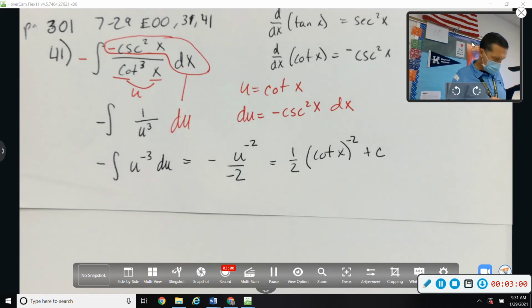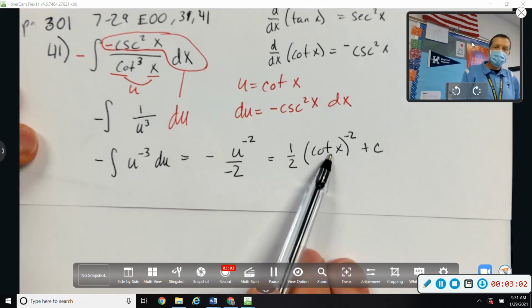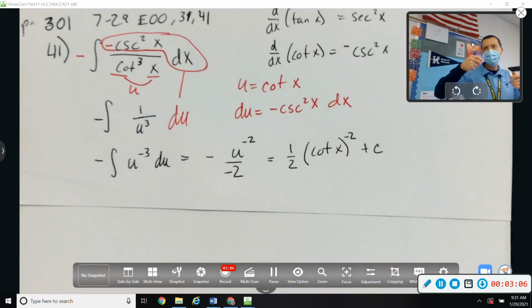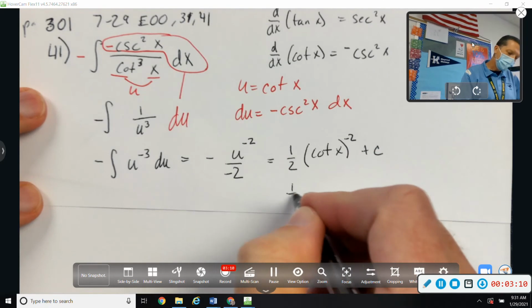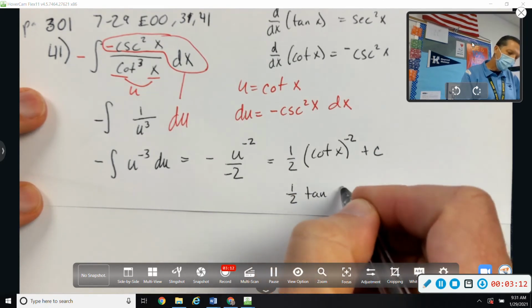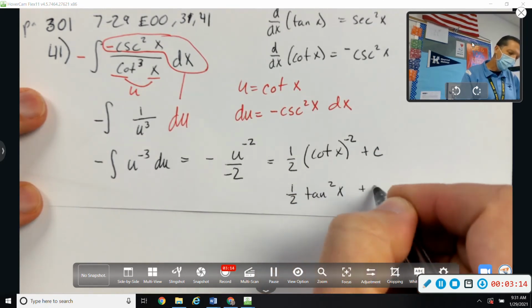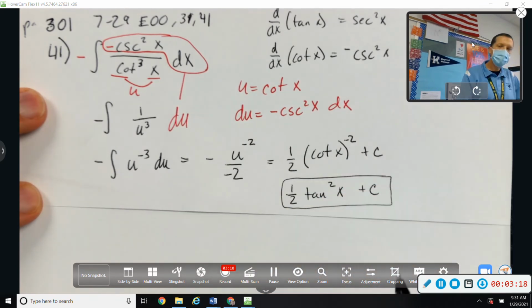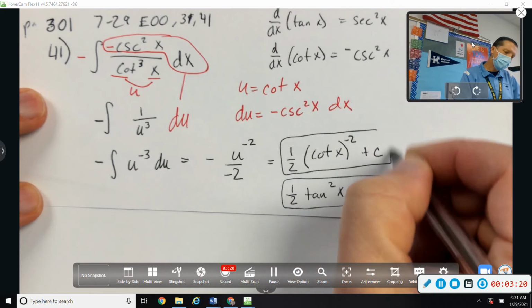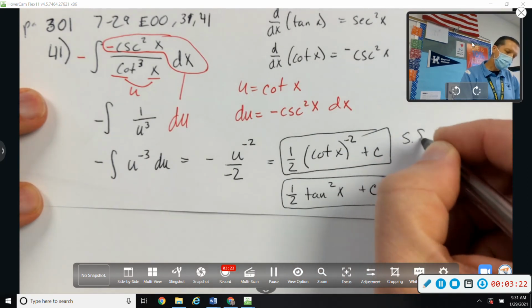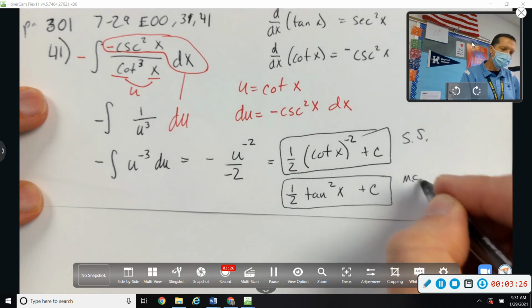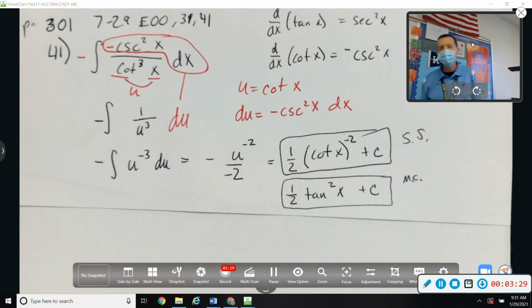The one obvious answer would be if you flip cotangent. The flip of cotangent is tangent, because they're reciprocal partners. So you could make that 1/2 tangent of x squared plus c. So either one of those is fine, but safe stop versus your multiple choice answer, being able to see the two different ones.